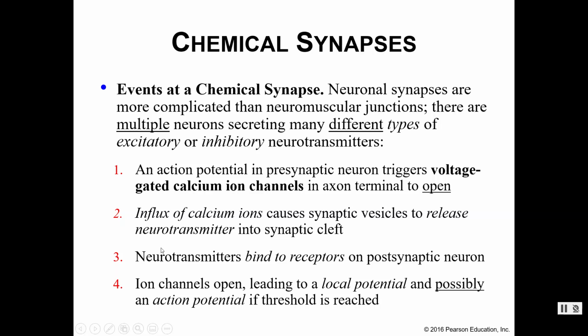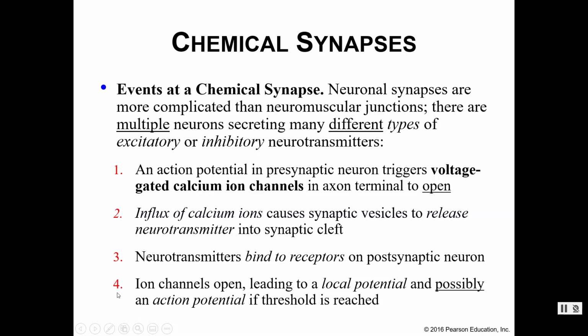Now, what happens to those neurotransmitters? Step number three, they bind to the receptors on the postsynaptic neuron. That should sound familiar. Remember last time acetylcholine diffused across the synaptic cleft and bound to ligand-gated sodium channels on the motor end plate. It's the same idea, but now our general neurotransmitters will bind to receptors on the postsynaptic neuron instead of the muscle. Because remember, now we're doing neuron to neuron.